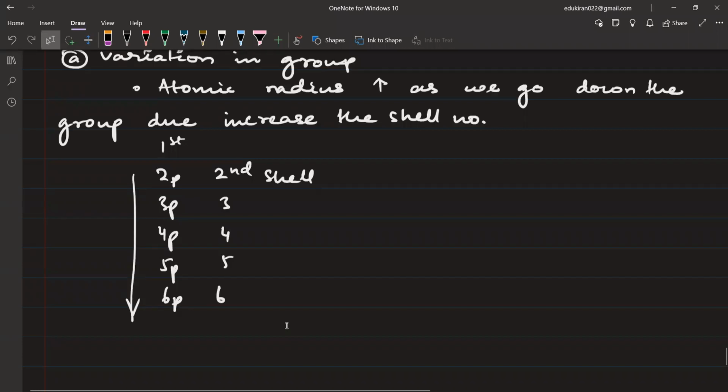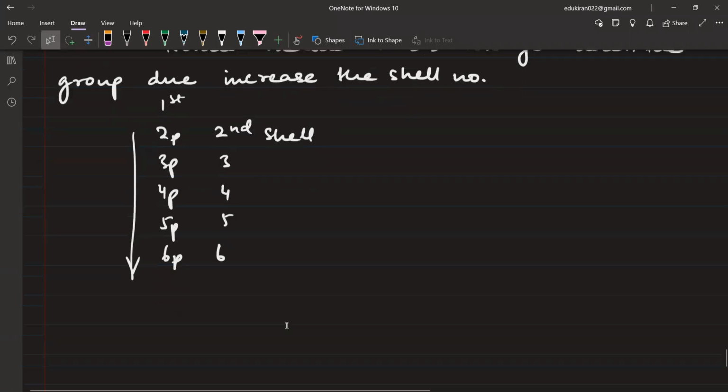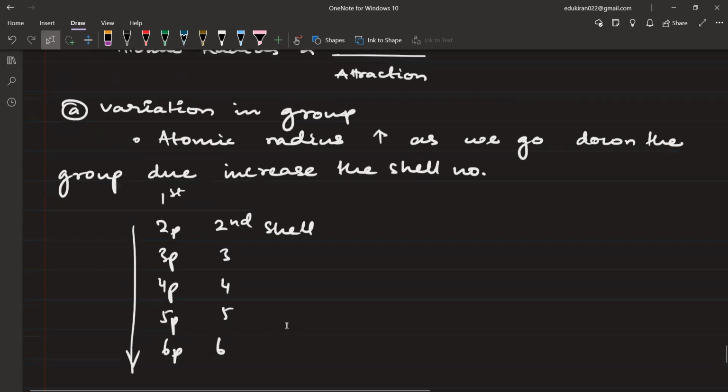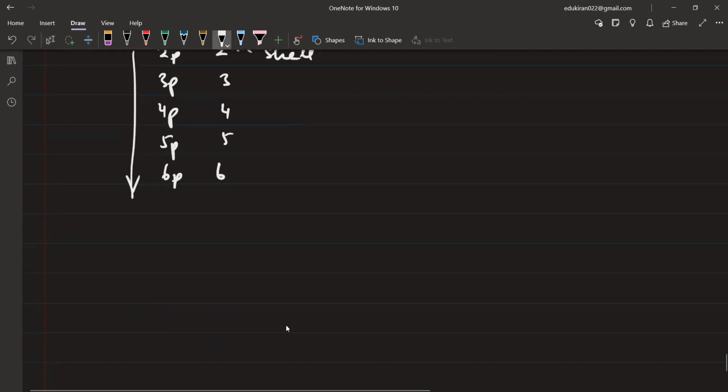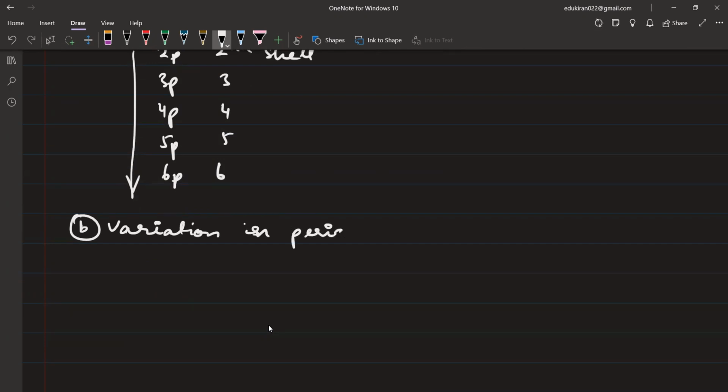Right, the next one, variation in period. Second point, A and then B. Variation in period. So if I take the second period, we have lithium, beryllium, boron, carbon, nitrogen, oxygen, fluorine, and neon.